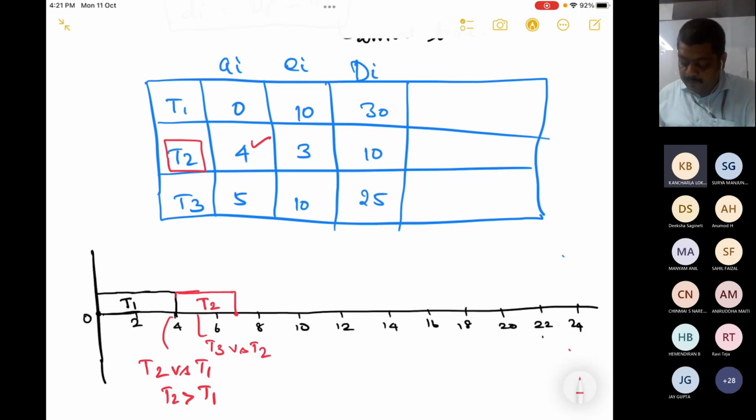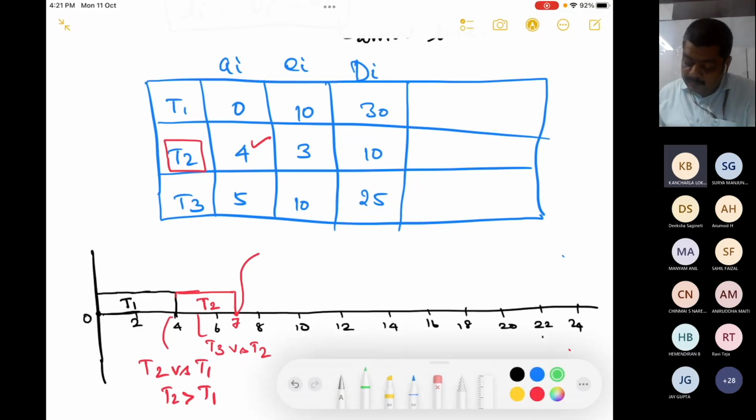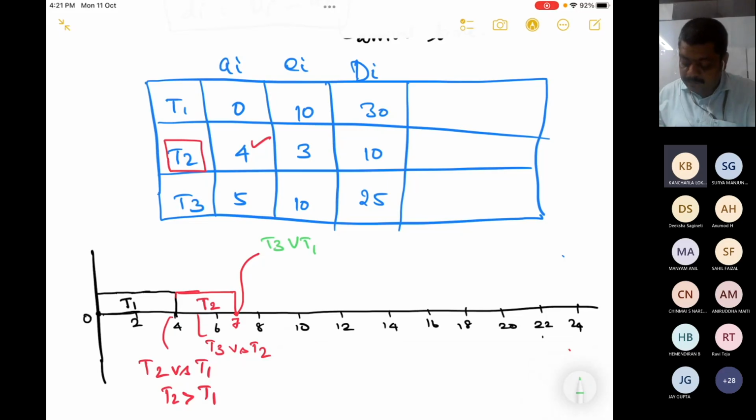Now at time unit 7, we have two tasks ready, T3 versus T1. T3 has deadline 25 and T1 has deadline 30. So the earlier deadline is for T3, and T1 still has to wait. So from 7 up to 17, T3 runs. After 17, T1 continues. T1 has already run 4 time units, so 17 plus 6 will be 23.